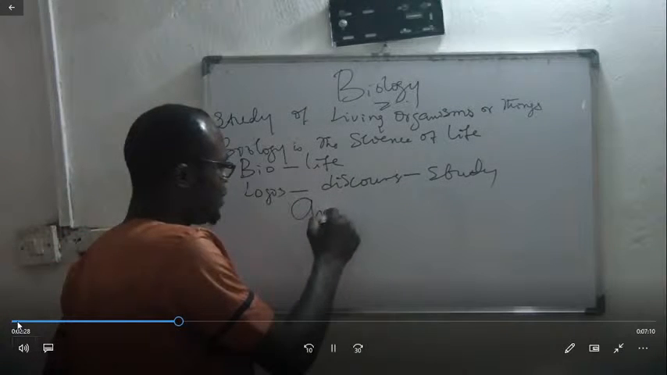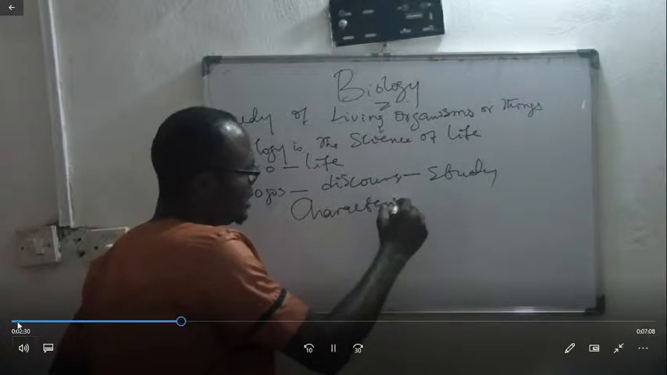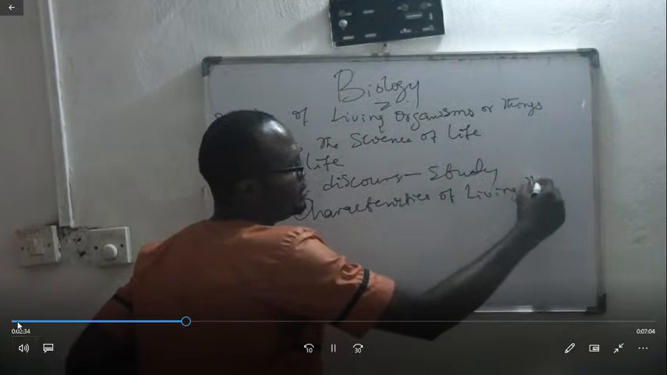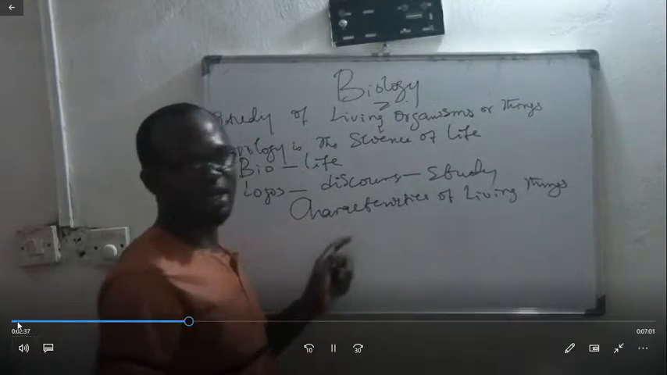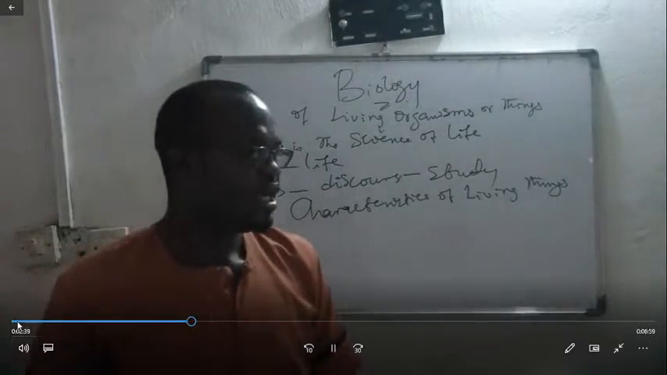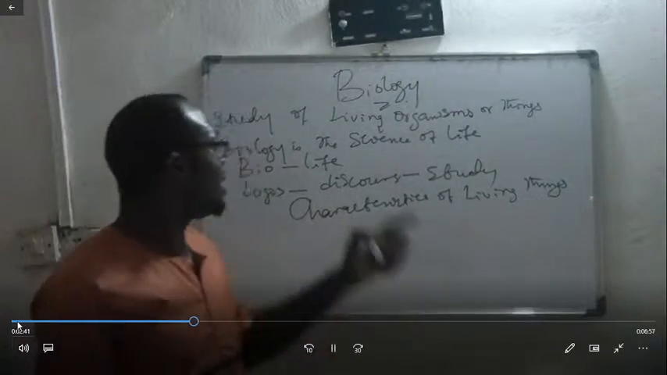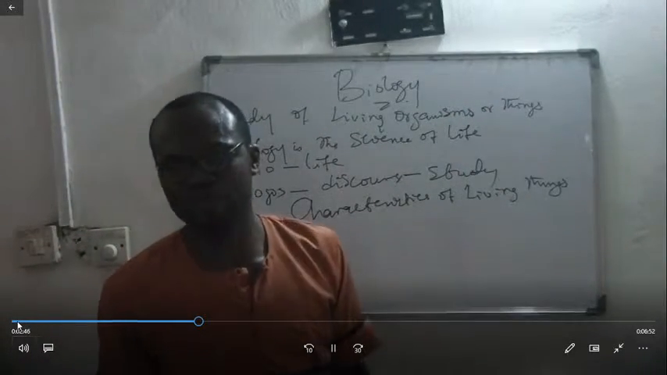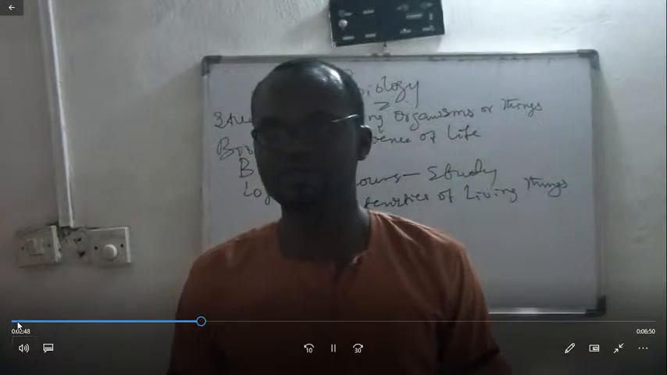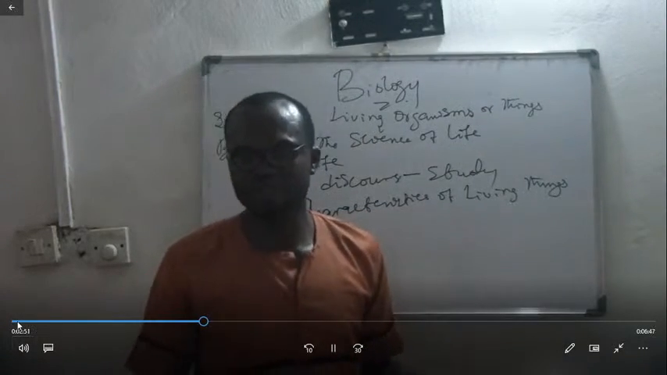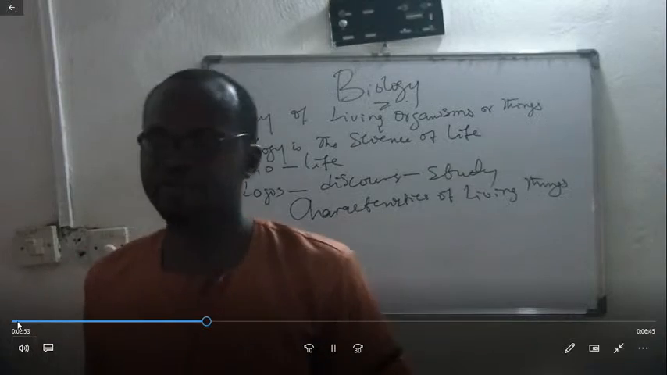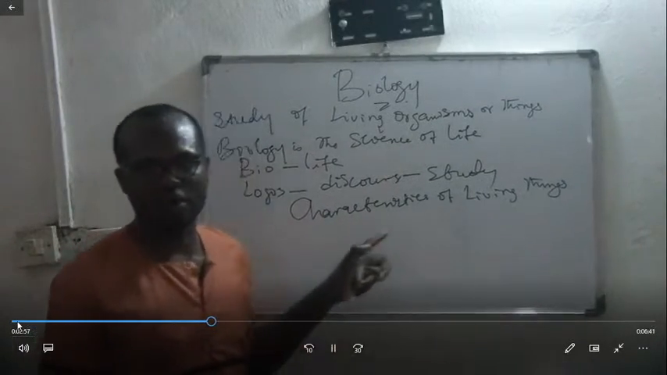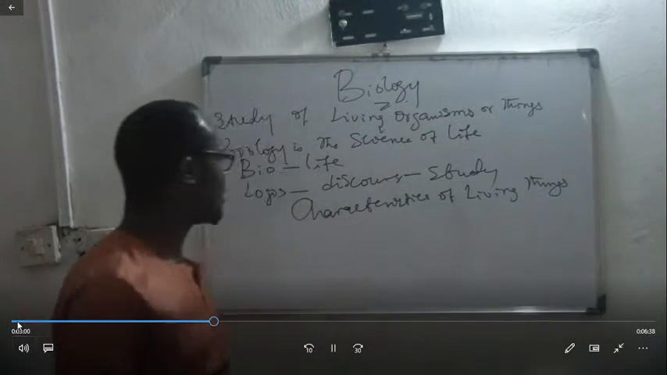Now we look at the characteristics of living things. You say that biology is the study of living things, isn't it? So how do you identify a living thing, so that when you study it, you know that you're doing biology? How do you differentiate a living thing from a non-living thing? We differentiate them using their characteristics. So we're going to look at those characteristics.